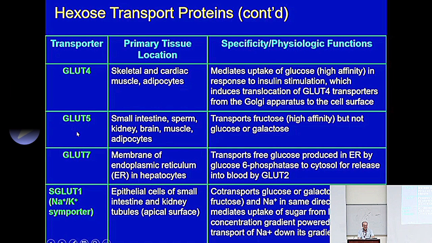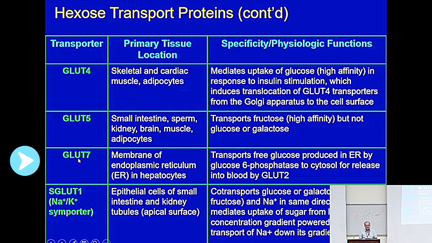GLUT5 is another sort of widely distributed transporter. It mainly transports fructose and is present in many tissues. GLUT7, all of these, by the way, 1 through 5, are all part of the cell membrane. That's where the transporters should be, right? Because they're going to bring in the glucose from the bloodstream.